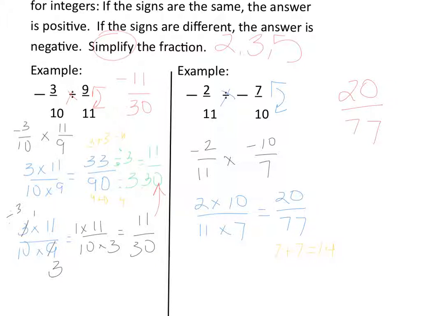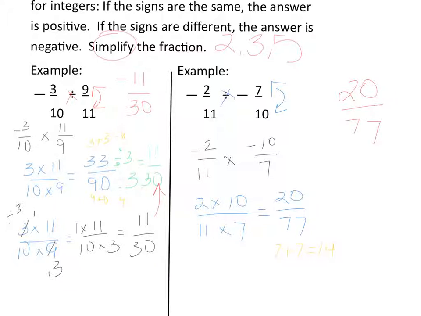If you were to try and cross simplify, if you look at 2 and 11, there's nothing that goes into 2 and 11. If you were to try 2 and 7, nothing goes into 2 and 7. Try 10 and 11, nothing goes into both 10 and 11, and then 10 and 7, nothing goes into both 10 and 7. So either way, we end up with a simplified answer of 20 over 77.